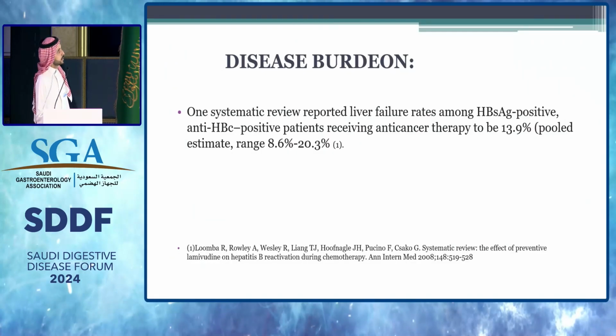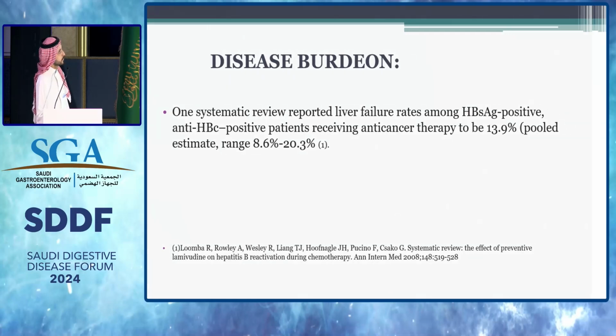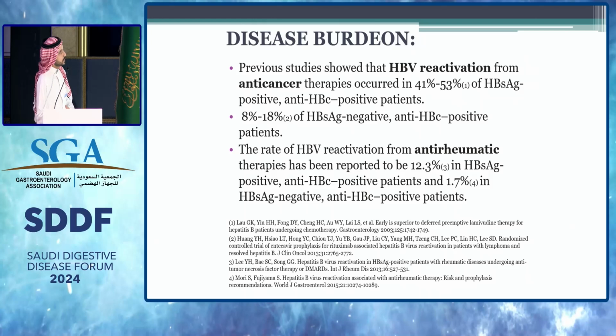As far as the disease burden, one systematic review reported that liver failure among surface antigen positive and core positive patients with anti-cancer therapy is 13.9%. Previous studies have also shown the reactivation rate for anti-cancer therapy in the range of 41 to 53% in surface antigen positive patients, and in surface antigen negative but core positive, 8 to 18%. For rheumatic diseases, the rate has been 12.3% in surface antigen positive patients, and if only the core is positive, then it's 1.7%.